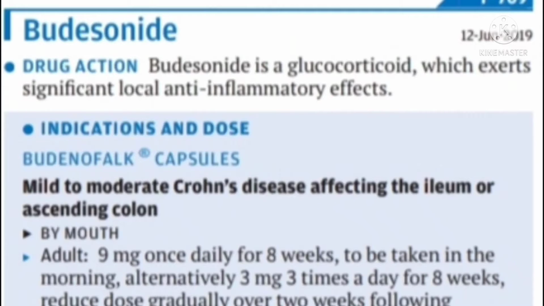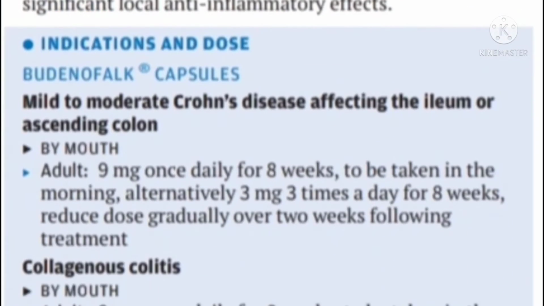Now its indication and dosage. It is available in capsule form, in granule form and in rectal dosage form. In mild to moderate Crohn disease affecting the ileum or ascending colon, it must be given per oral, with an adult dose of 9 mg once daily for 8 weeks, to be taken in the morning. Alternatively, 3 mg 3 times a day for 8 weeks, reducing the dose gradually over 2 weeks following the treatment.